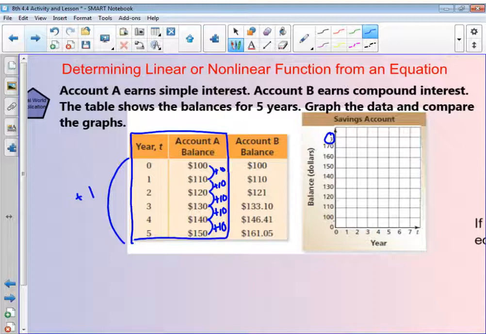So if we go through and graph this information, we should end up with a straight line. Now, granted, remember I'm working off my smartboard and sometimes it's not perfect, but over to 0 up to 100, over to 1 up to 110, over to 2 up to 120, over to 3 up to 130, over to 4 up to 140, and over to 5 up to 150. Okay, so there's my simple interest, and I could extend that out. You could tell that at year 7, I will have $170, okay? So that's my simple interest.